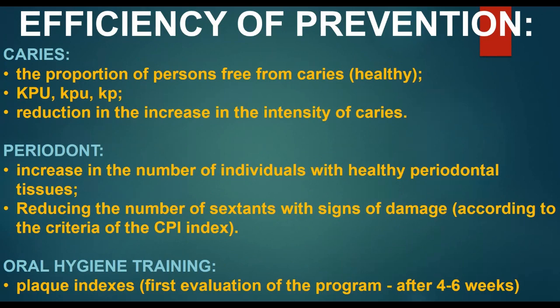Efficiency of prevention. Caries: the proportion of persons free from caries, healthy; KPU big, KPU small and KP small; reduction in the increase in the intensity of caries. Periodontium: increase in the number of individuals with healthy periodontal tissues; reducing the number of sextants with signs of damage, according to criteria of the index KPU, CPI.